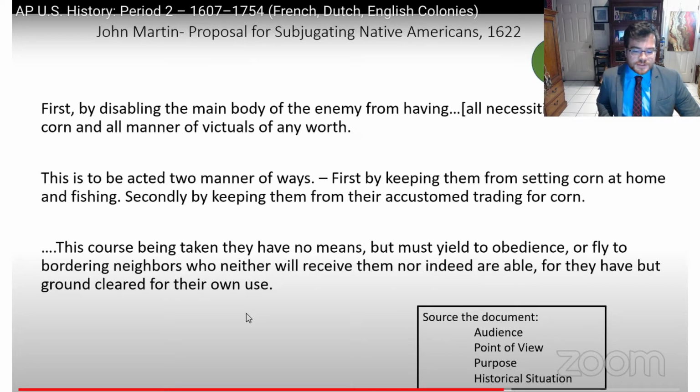So as a colonist, his point of view is, well, the natives are enemies. They're not our friends. They're our enemies. How do we control them? How do we get rid of them, right? Historical situation, it's during colonization, right? Colonization is going to bring hostility against natives.